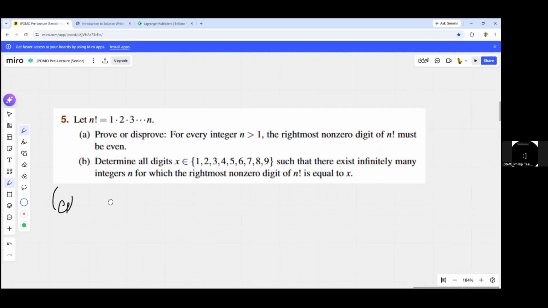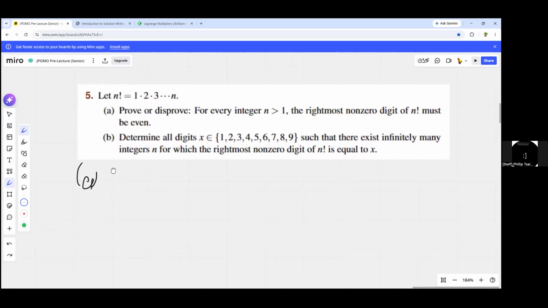So notice we can prove this by induction. Actually, we can prove that this is true by induction. So a good way is just to start.